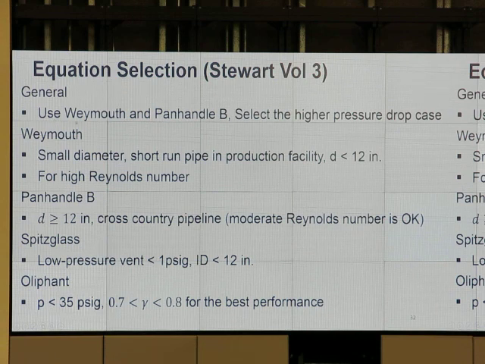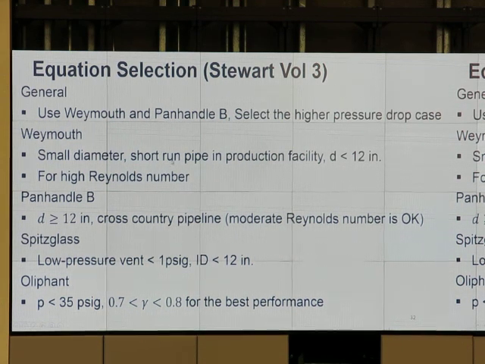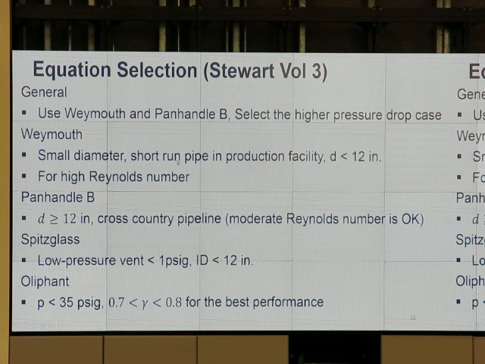In general, Weymouth and Panhandle, select whichever gives you the higher pressure drop. The Weymouth equation in summary is for small pipe, short run pipe in production facilities, where Reynolds number is high. Panhandle is for large pipe, cross-country pipeline. Use either of these two. Select whichever gives us the higher pressure drop. Spitzglass is for low pressure vent, less than 1 psi.